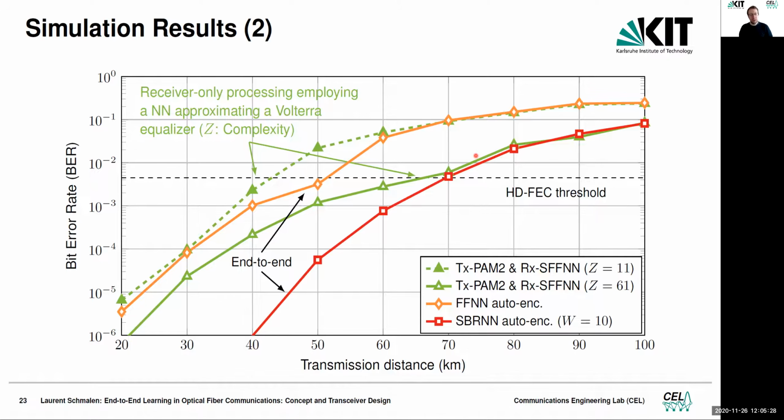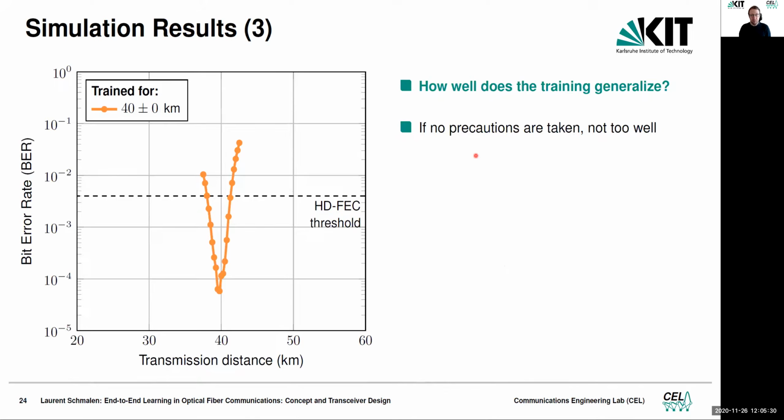Another question that pops up in these cases: how well does it generalize? We know that neural networks have issues in generalizing. So if you don't take any precautions, it actually doesn't generalize too well. You take this system, you train it for a transmission distance of 40 kilometers, you have transmitter and receiver neural networks optimized for 40 kilometers, and you just apply the system. Then you observe that when you change the real transmission distance just a little bit, the bit error rate very rapidly increases and you get quite bad performance.